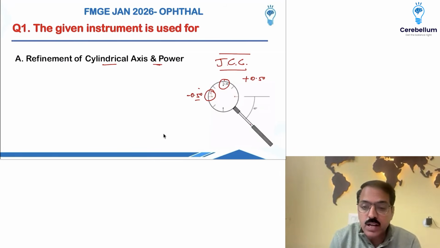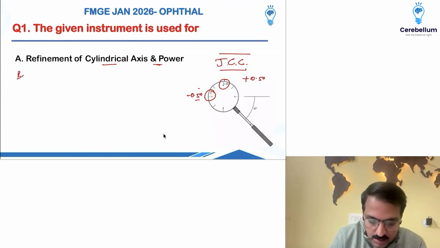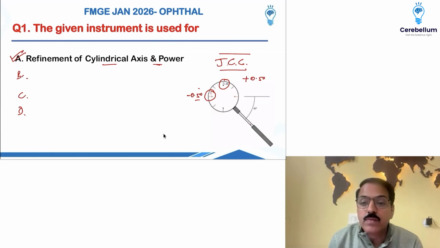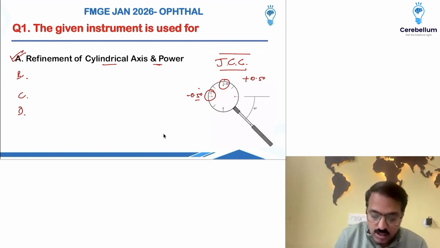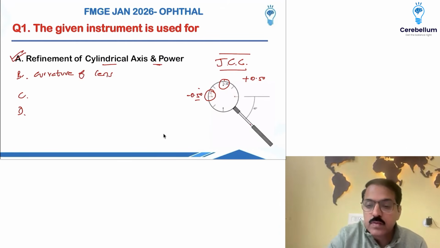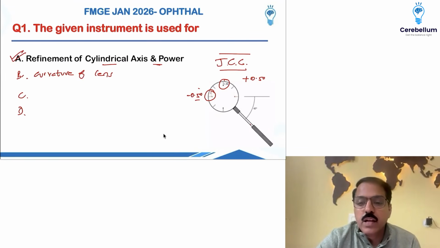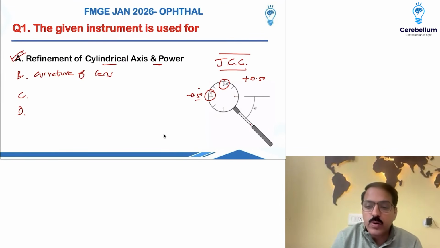I have not been able to get the other options. B, C, D, other options I'm still waiting for. As soon as I get, I'll let you know. But this was the correct option: refinement of the cylindrical axis and power. Curvature of the lens was one option. Any other options? Visual acuity.